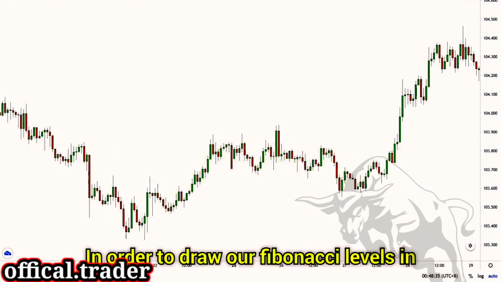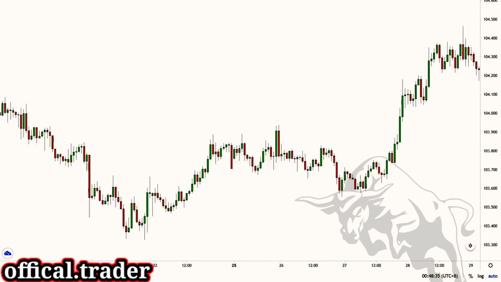In order to draw our Fibonacci levels in, we first need to identify the swing low and the swing high. The swing low in this example clearly comes in here, as that's the lowest point price was able to reach. The swing high, on the other hand, comes in here, as that's where the upwards move ended.